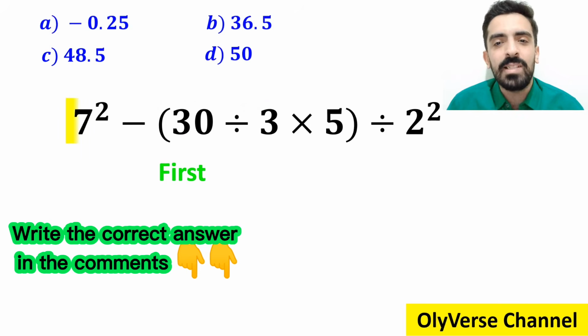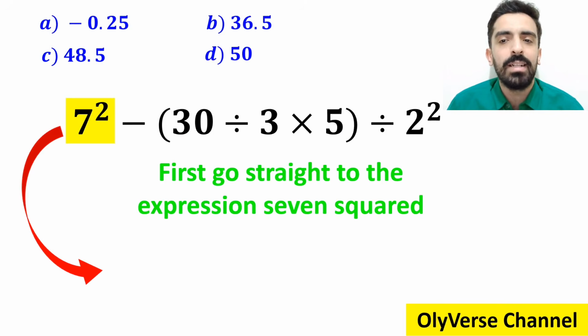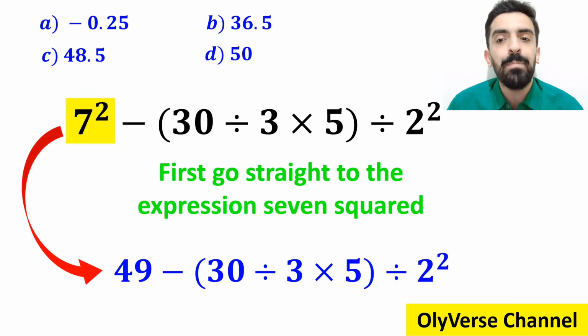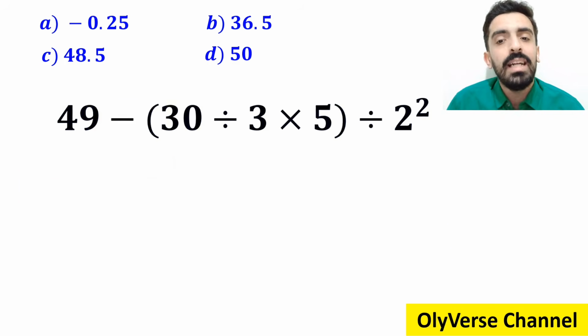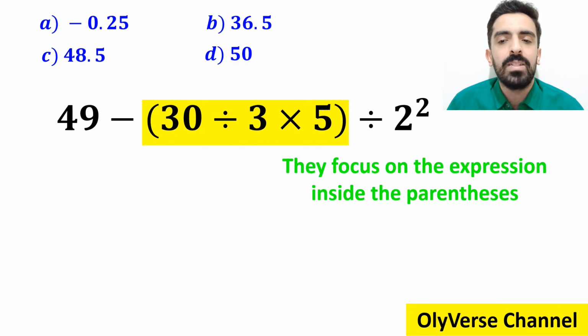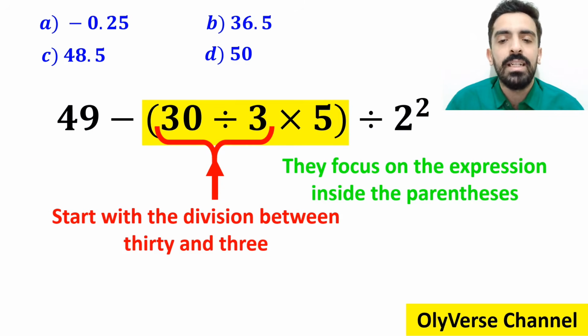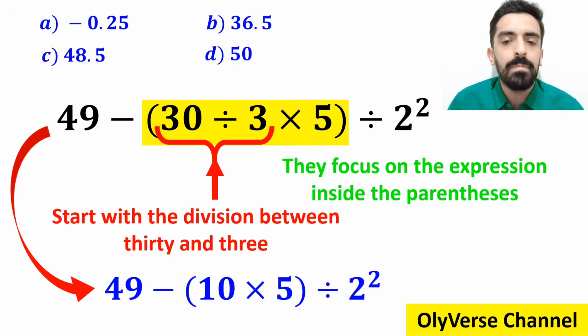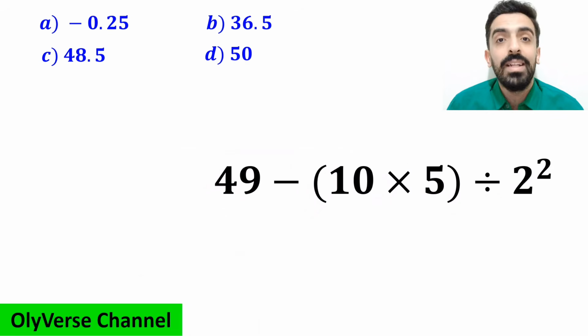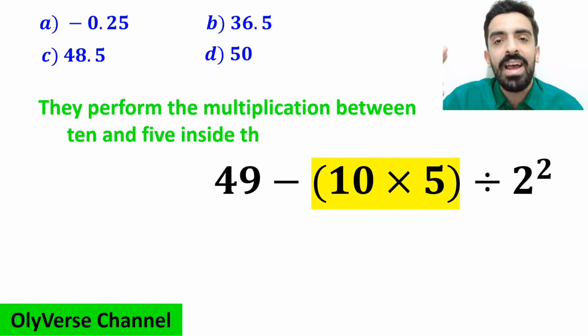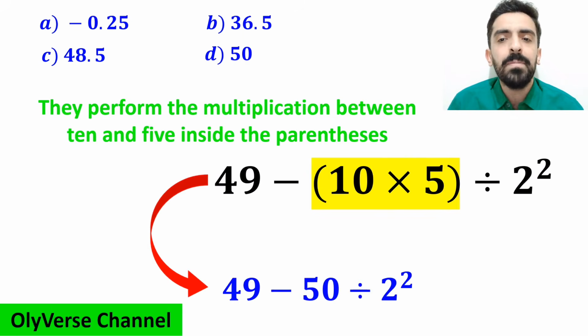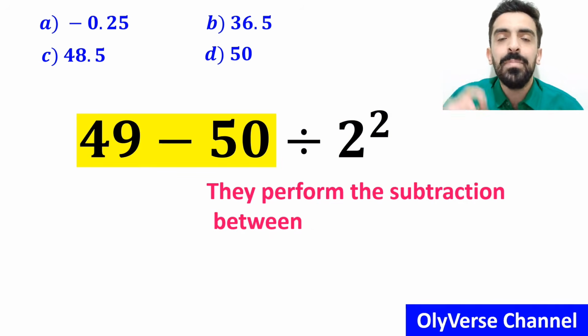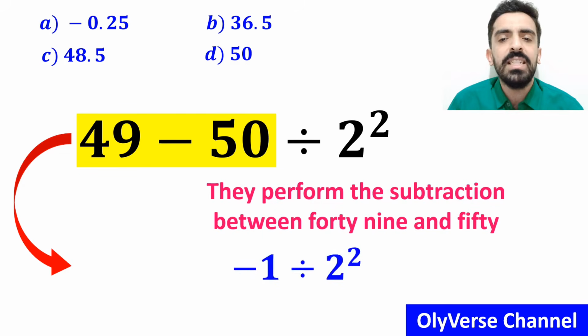Also, some other people when solving this question first go straight to the expression 7 squared and simplify to 49 minus 30 divided by 3 times 5 inside the parentheses, then divided by 2 squared. And the next step, they focus on the expression inside the parentheses and solve with the division between 30 and 3. So, they simplify this expression to 49 minus 10 times 5 inside the parentheses, then divided by 2 squared. Then, they perform the multiplication between 10 and 5 inside the parentheses and write this expression as 49 minus 50 divided by 2 squared.